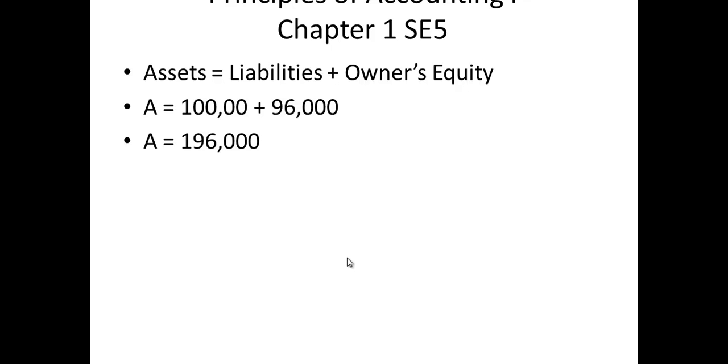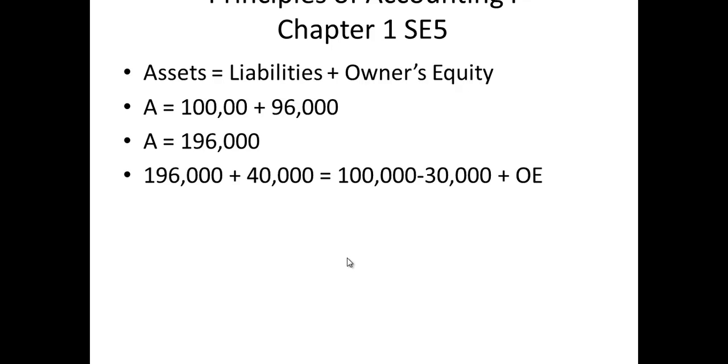Now we're going to take into account the changes that occurred over the year. And it said that our assets increased by $40,000. So we add the $40,000 to the beginning $196,000. And it says our liabilities decreased by $30,000. So you can see here where we're subtracting the $30,000 out, and then we're using OE as our variable to find our ending owner's equity for the year.